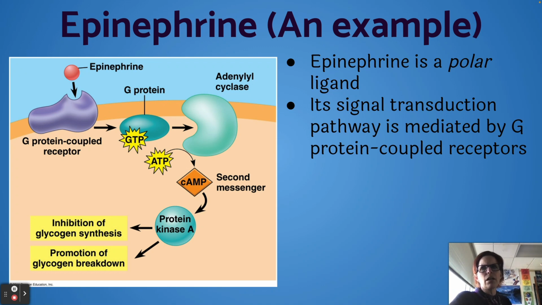The inhibition of glycogen synthesis. So glycogen is a big polysaccharide. Let's back up. What is a polysaccharide? What are we talking about? Many sugars that are put together. So it inhibits making glycogen. So what that means is that it stops putting all those sugars together. So instead of storing glucose, you're not going to be storing glucose anymore. It also promotes the breakdown of glycogen into glucose, so that you have energy to escape, to do fight or flight or whatever. So those are the responses that it's having.